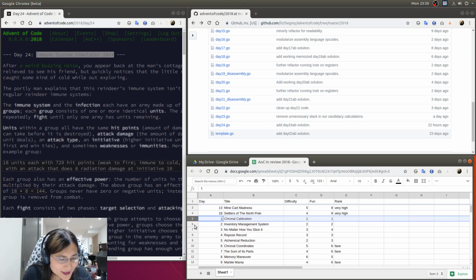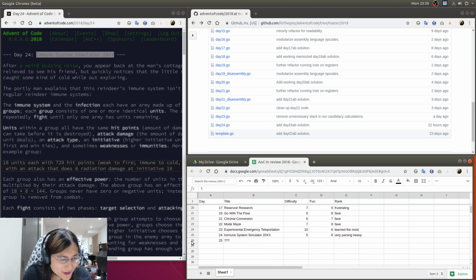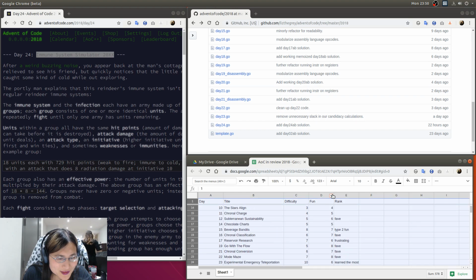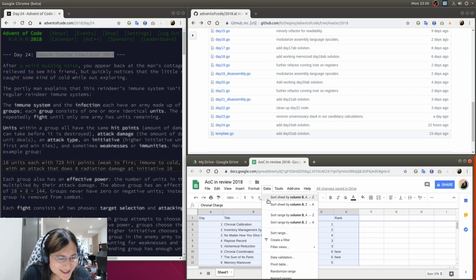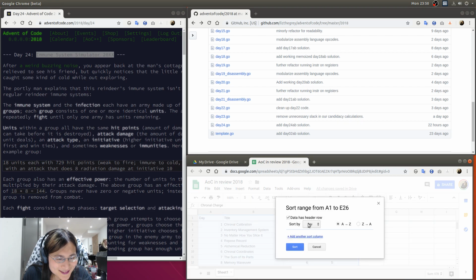Actually, wait a second. I can just sort these by fun. Why don't I sort these by fun? Write a sorting function, coward. I'm using a spreadsheet. I'm entitled to use a spreadsheet. Sorry. Sort by fun, inverse, go. Okay.